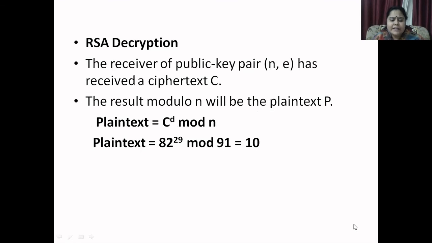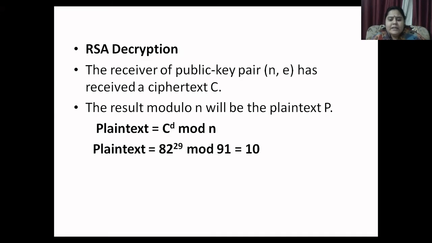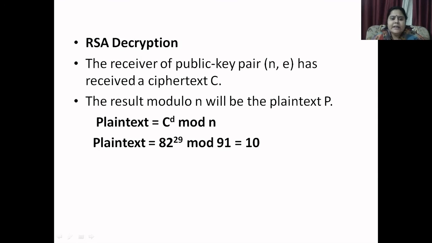Next, RSA decryption. The decryption process for RSA is also very straightforward. Suppose that the receiver of the public key pair (n, e) has received the ciphertext C. The receiver raises C to the power of the private key D. The result modulo n will be the plain text P. That is, plain text equals C to the power D mod n.